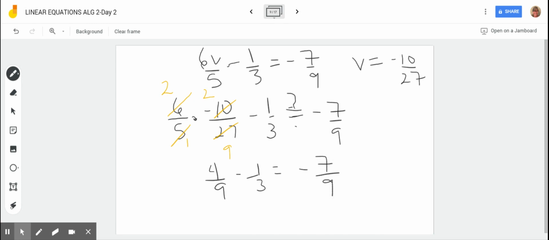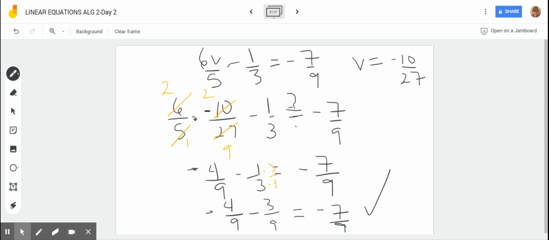Well, let's see. We need a common denominator. Multiply this by 3 over 3 because it is 9. And you are going to get 4/9 minus 3. Oh, wait, this is -4. My bad. Be careful. Don't forget that negative. -4/9 minus 3/9. And is that equal to -7/9? It is.